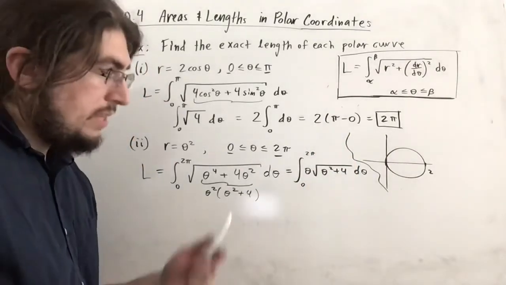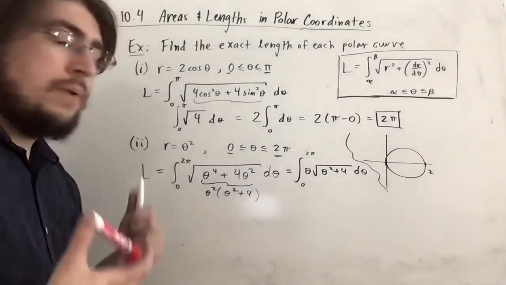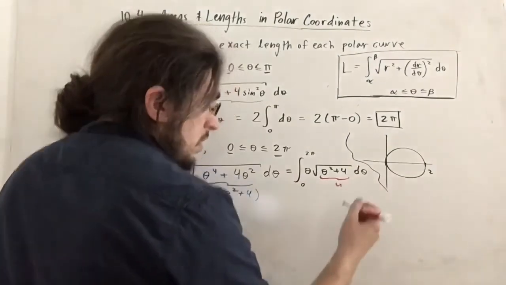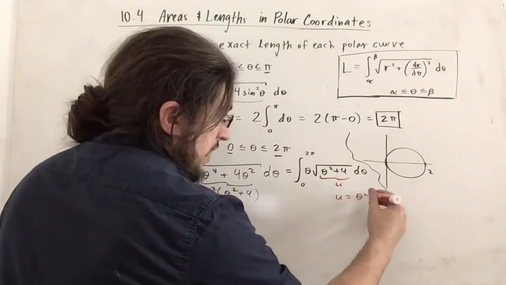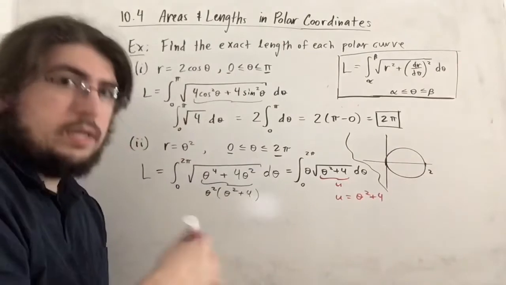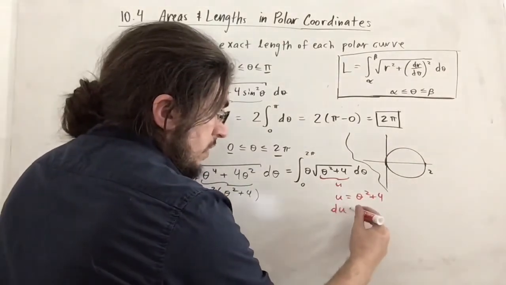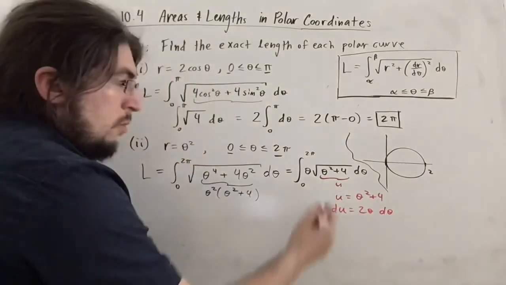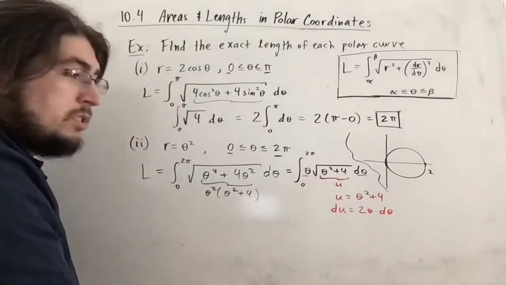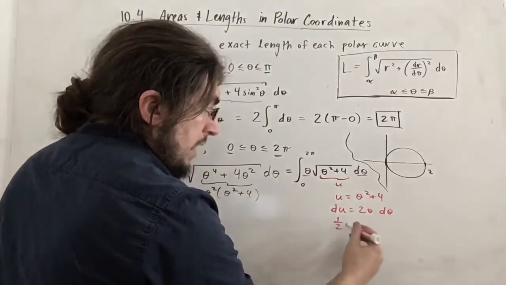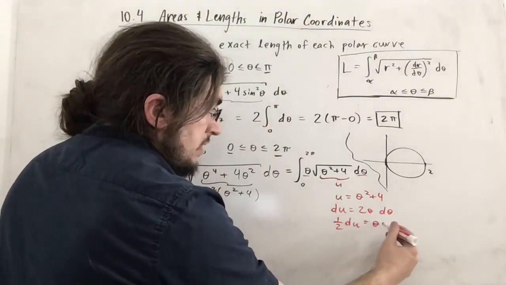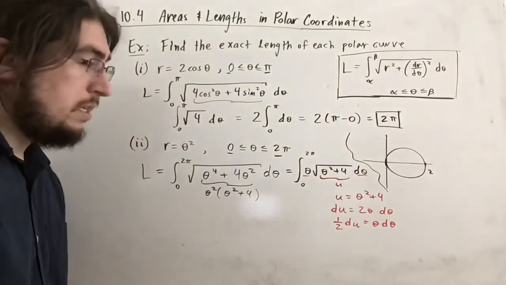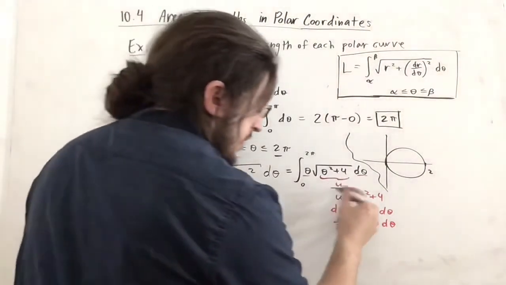Now, this becomes a little more simple because what comes to mind should be u substitution. So if the inside is u, then let's see. So u is going to be theta squared plus 4. Good. So what's du? du is going to be 2 theta, 4 goes to 0, d theta. We have theta d theta, so we can divide by 2 to get 1/2 du, which is going to replace theta d theta. Great. So let me box this so it doesn't get in our way.